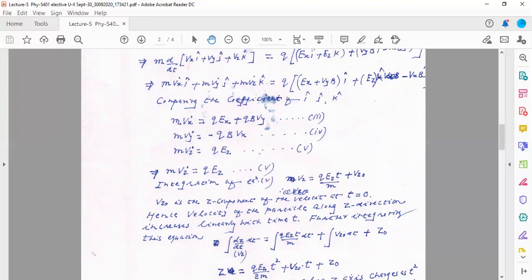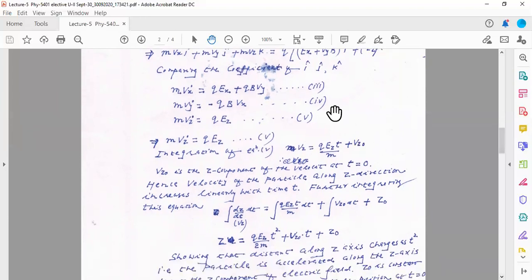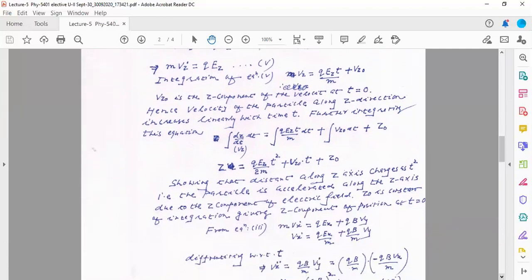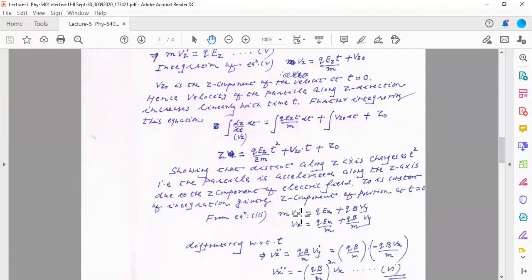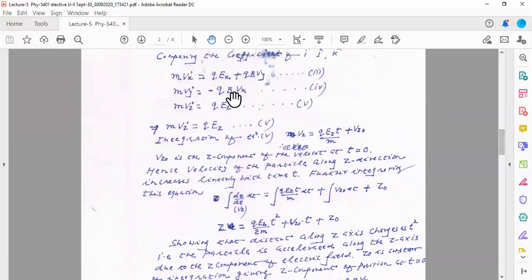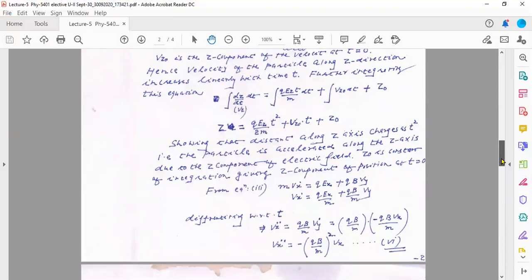But here, I take equation number 3, which I obtained from the equation of motion, right? Look at this equation number 3: m vx dot equals q Ex plus q B vy, the same equation which I wrote here. I'm writing the same equation here for your reference, and now I divide both sides by m, the mass of the particle.